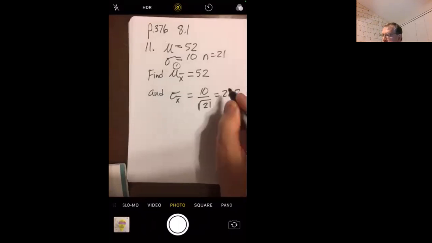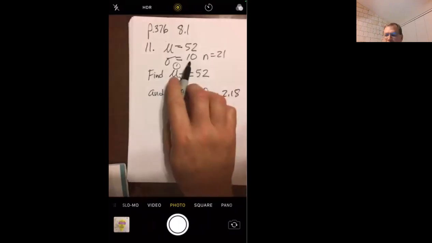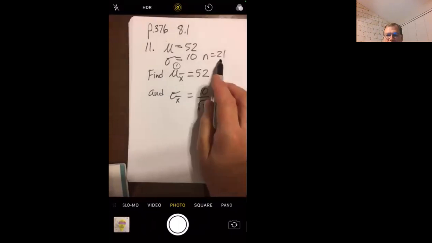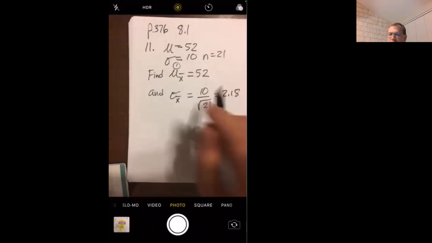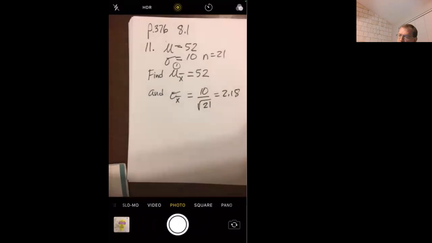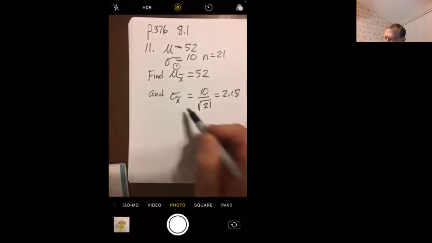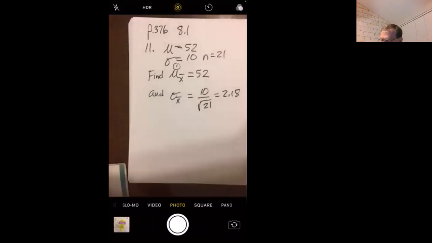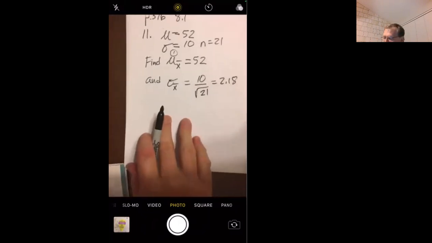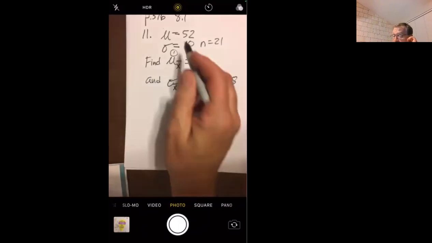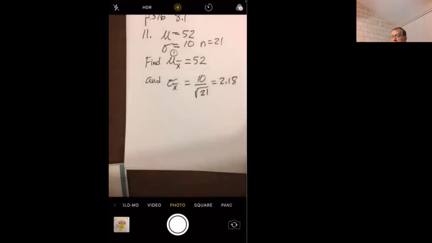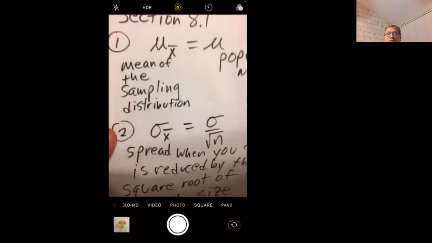So the population had a standard deviation of 10. When we sampled it with sample size of 21, standard deviation got reduced to 2.18. This is the standard deviation of the sampling distribution, because when you sample and take the centers or means of the samples, it's a much narrower distribution than the original numbers. And just an exercise in using these two formulas.